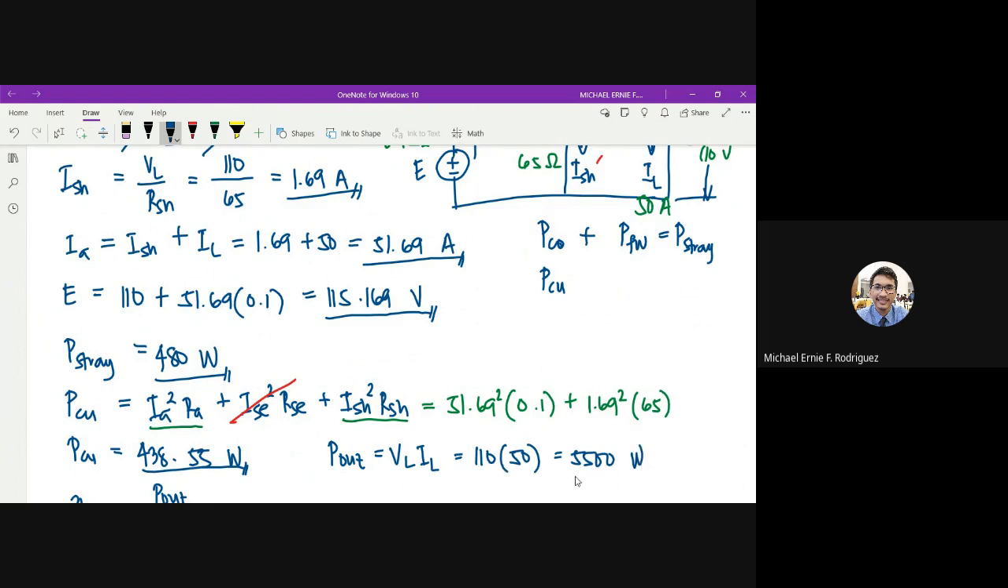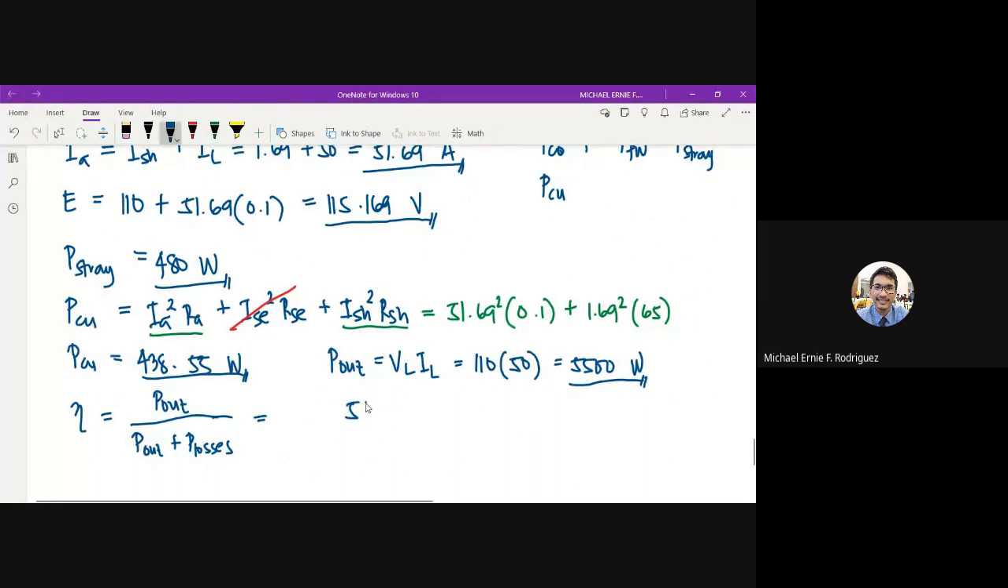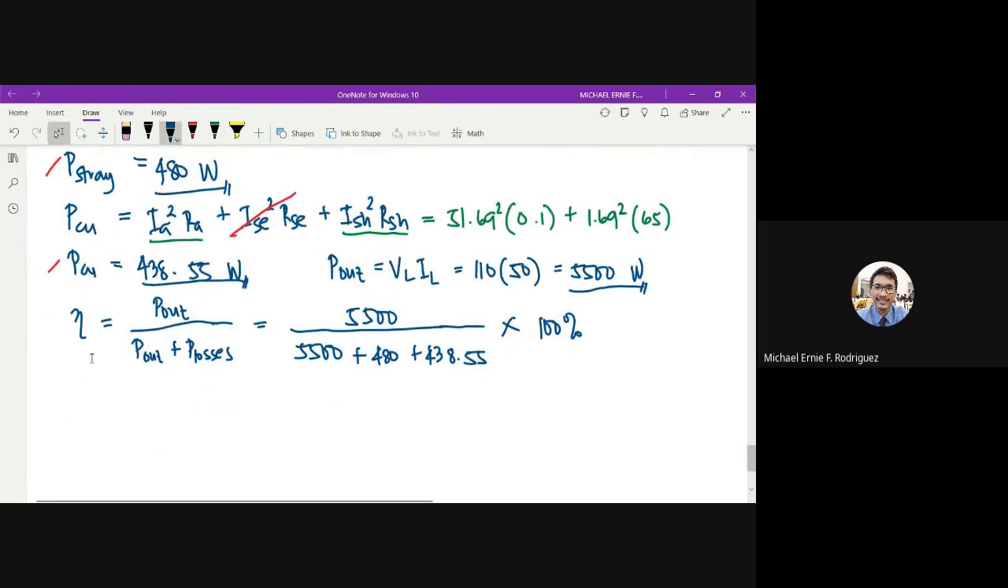So, kompleto na to. We have P out, P stray, tsaka PCU, or copper losses. We can now solve for the efficiency. Okay? So, ang P out is 5,500 watts over 5,500 watts, which is P out, plus your losses. So, ang losses natin, dalawa lang. Itong stray, tsaka yung copper losses. So, add natin yan. So, we have 480 plus 438.55. And then, syempre, para percentage makuha natin, times natin to sa 100%. So, ang sagot natin for the efficiency is equal to 85.689%. Okay? So, this is the efficiency of our shunt generator.